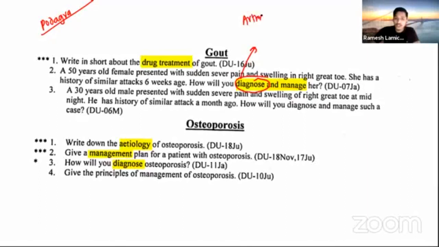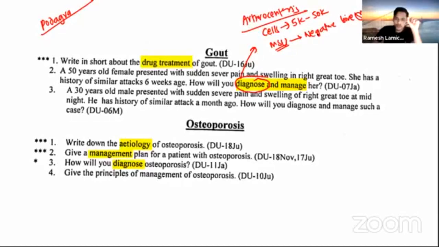Arthrocentesis means we do joint fluid aspiration. After joint fluid aspiration, we will find the cells, like polymorphonuclear cells from 5000 to 50000, as I have discussed before, and a specific crystal, monosodium urate crystal. This crystal is negatively birefringent. So they will ask about the negatively birefringent monosodium urate crystal. This is diagnostic of gout. So this is all about gout.